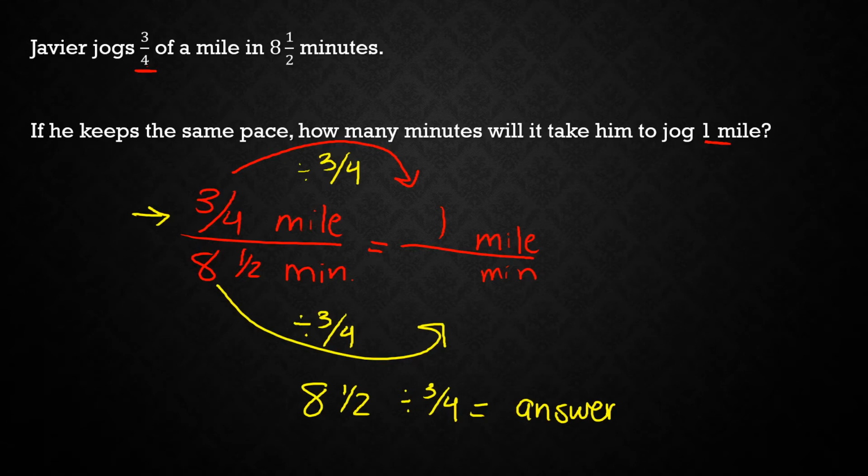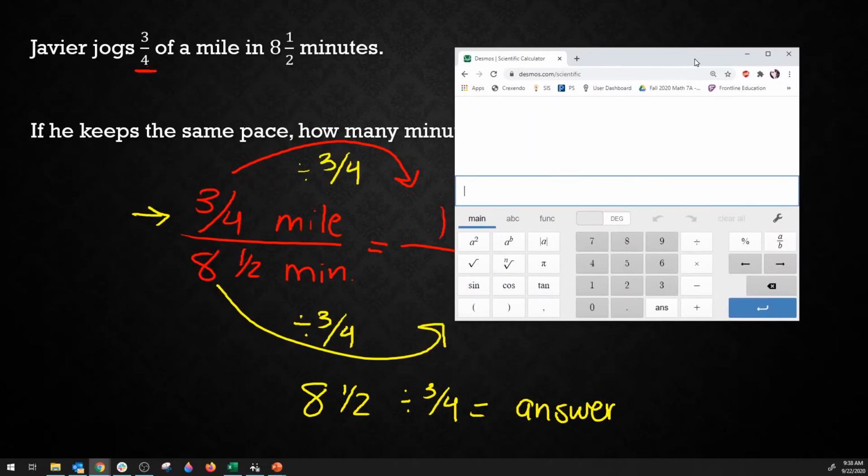So here's the calculator I always use, desmos.com, and we're just going to type this into our calculator. I'm going to hit the fraction button first, and I'm going to put my 8 1/2 in the numerator, and I'm going to divide it by 3/4 in my denominator. And notice how I get this decimal here. I can change this to a fraction if I want. It'll give it to me as a mixed or as an improper fraction.